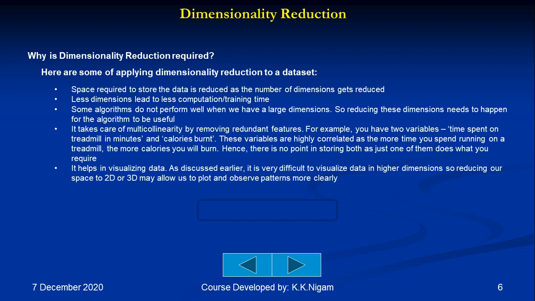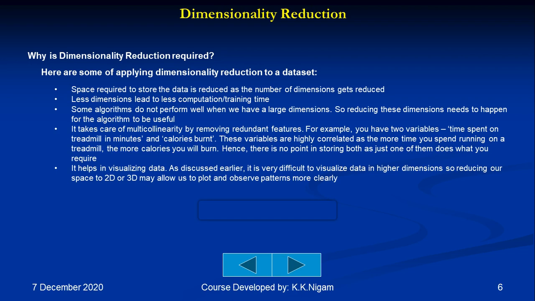Sometimes just because of the number of dimensions, the number of features that you have, there are so many that you find it difficult, and the system finds it difficult to perform any operation in the least possible time. So reducing these dimensions needs to happen for the algorithm to be useful. It takes care of multi-collinearity by removing redundant features also. So that also is a very important aspect.